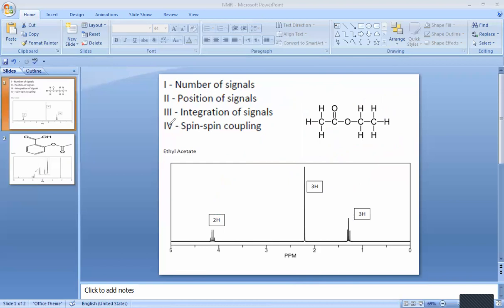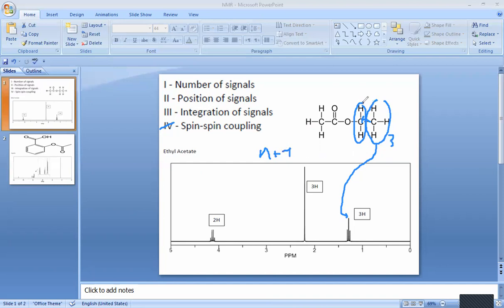And let's do the last one, the spin-spin coupling. So as we can see here, this belongs to here. So how does this splitting happen, this coupling or splitting pattern? That happens here, so we want to look at this. Here we have 3 equivalent hydrogens bonded to a carbon, and this carbon is bonded to another carbon, which is bonded to 2 equivalent hydrogens. So we use the n+1 rule here.